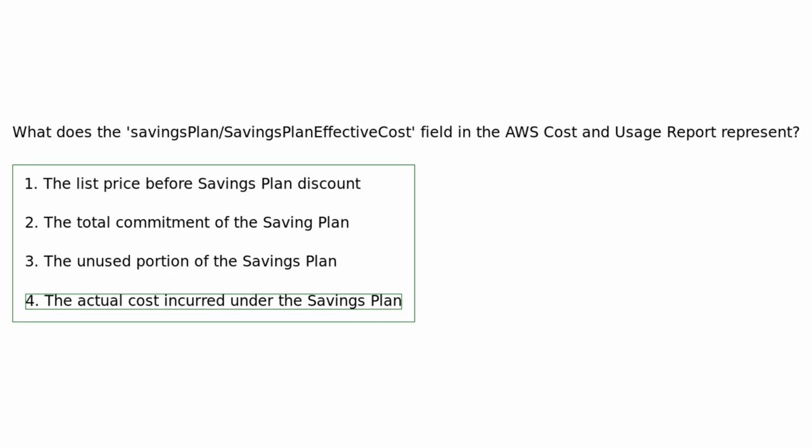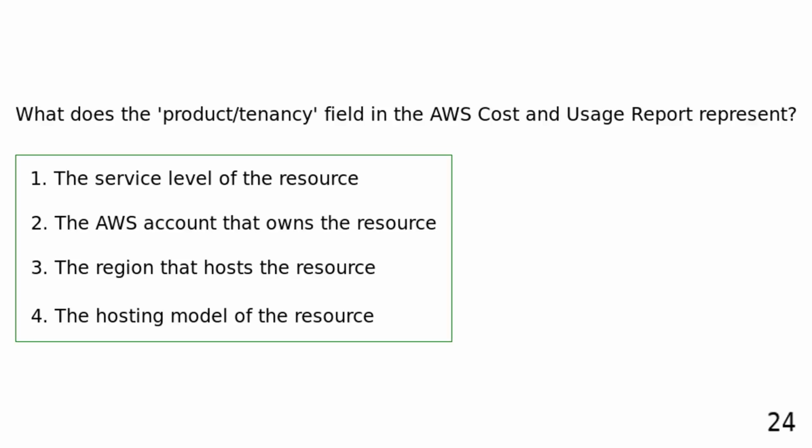The savings plan/savings plan effective cost field shows the actual cost incurred for a resource under a savings plan, reflecting the discounted rate you're paying. What does the product/tenancy field in the AWS cost and usage report represent? The service level of the resource. The AWS account that owns the resource. The region that hosts the resource. The hosting model of the resource.